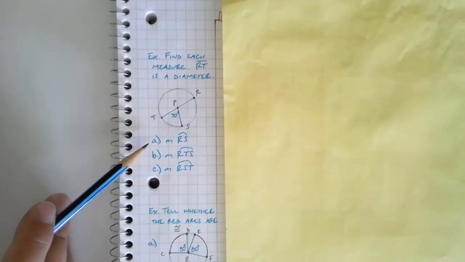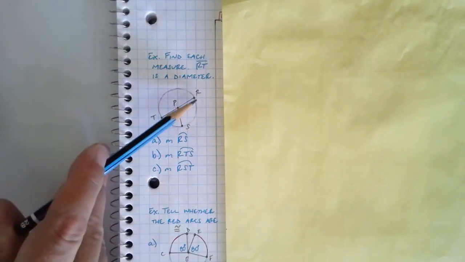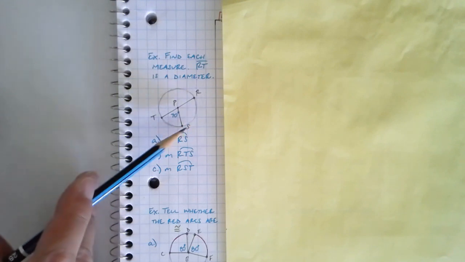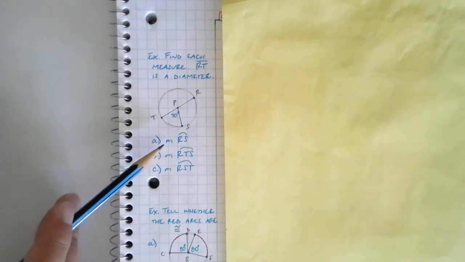All right, part A, measurement of minor arc RS. R to S is this slice right here. In order to figure out that arc measurement in degrees, I need the central angle. As I just talked about, that's 110 degrees. What's the measurement of arc RS? 110 degrees. Done. No real algebra involved there.